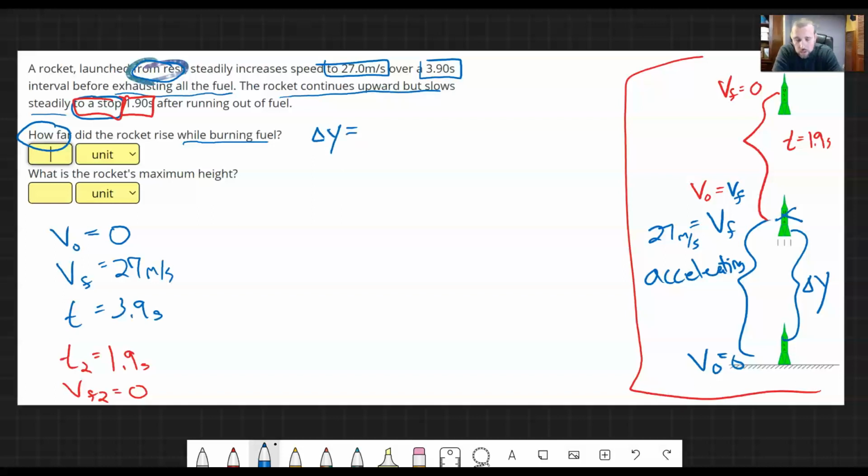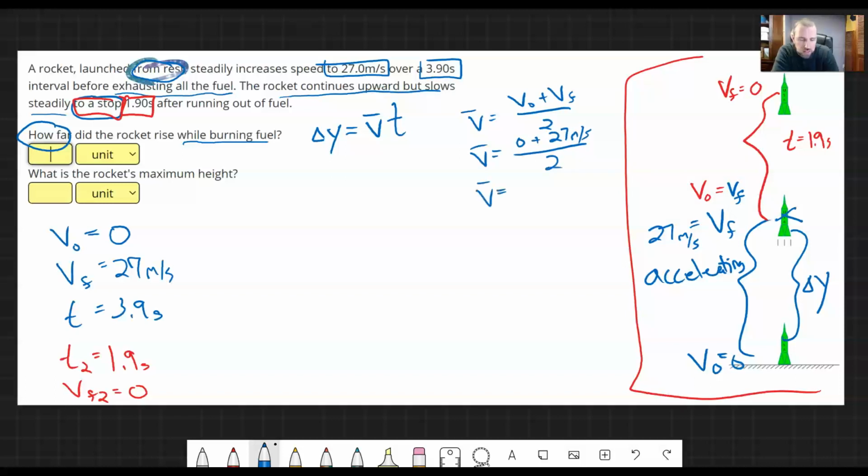Now, we could do this one of two ways. We could first calculate the acceleration and then use a displacement equation, or we could calculate an average speed and then find the displacement from average speed times time. So for this one, I'm going to do an average speed because I have an initial velocity plus a final velocity over 2. My initial velocity was 0. My final velocity was 27 meters per second, over 2.